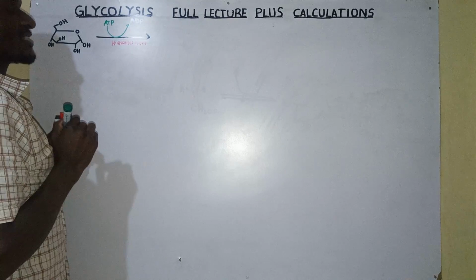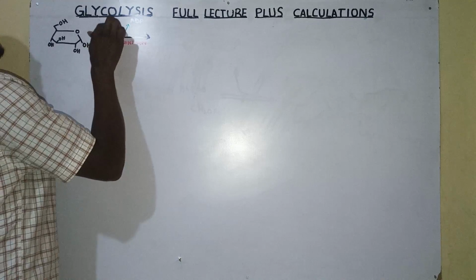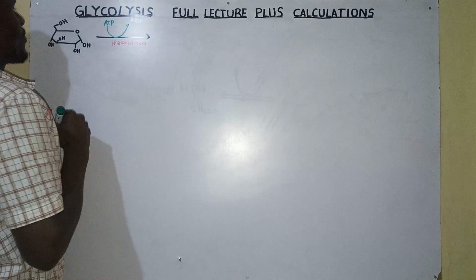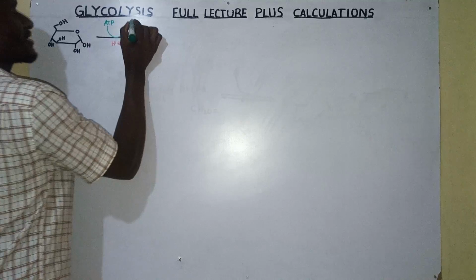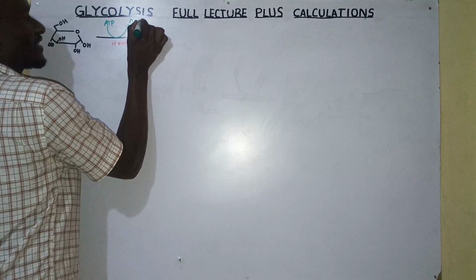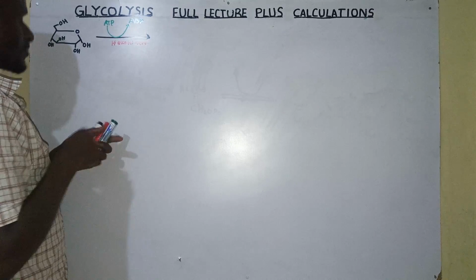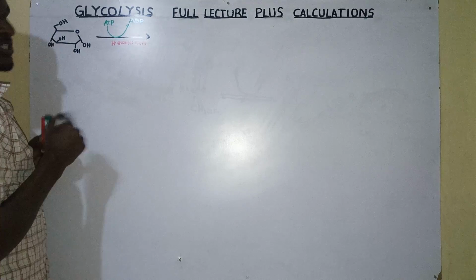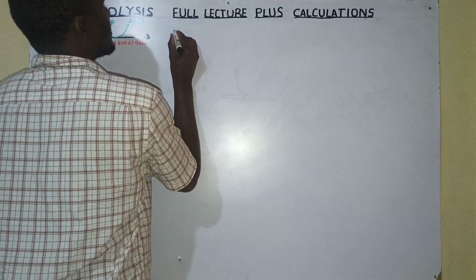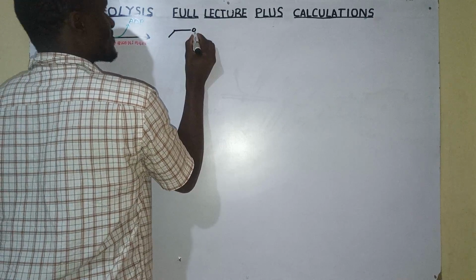So ATP means adenosine triphosphate. It transfers a phosphate group from adenosine triphosphate onto glucose at position number 6, and the resulting substrate is ADP, that is adenosine diphosphate. So our resulting molecule will be glucose 6-phosphate. So we proceed. That is how we draw glucose 6-phosphate.